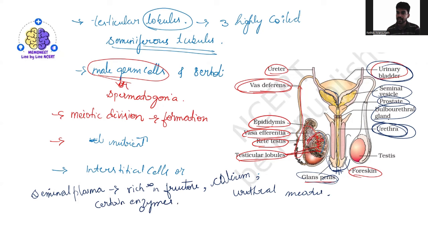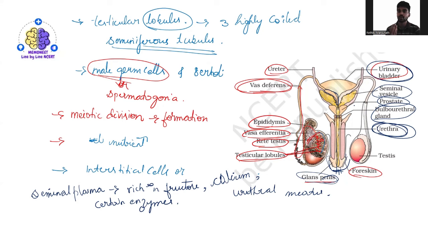Whereas the secretion of the bulbourethral gland helps in the lubrication of the penis. Lubrication of the penis is nothing but smoothening of the penis. To get the smoothening of the penis, the bulbourethral glands play a very major role. So this is all about the male reproductive system.